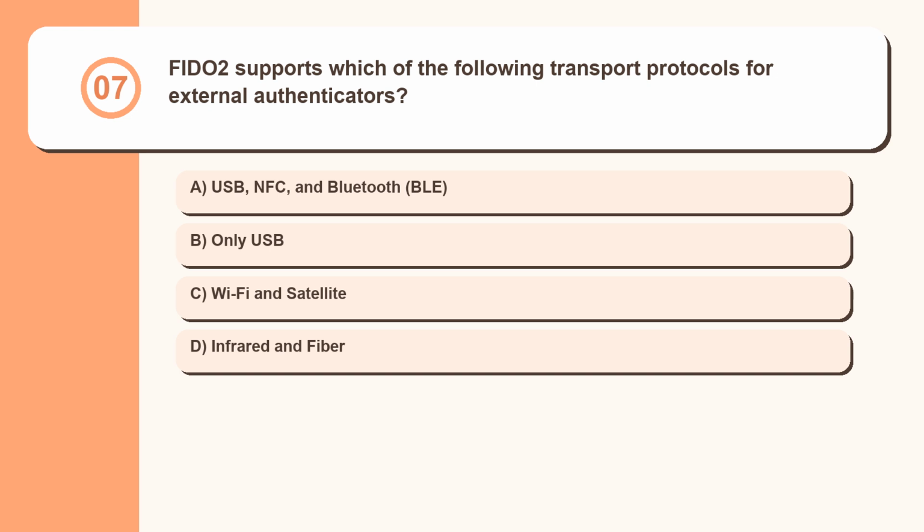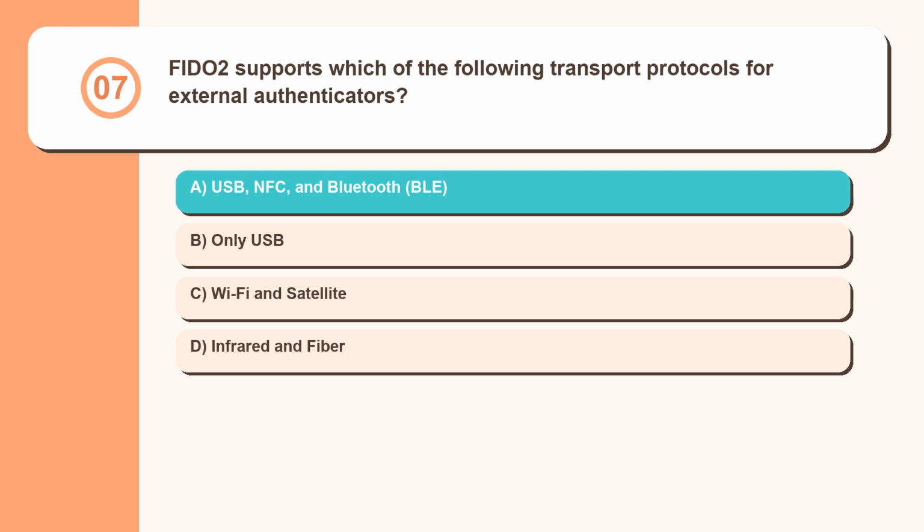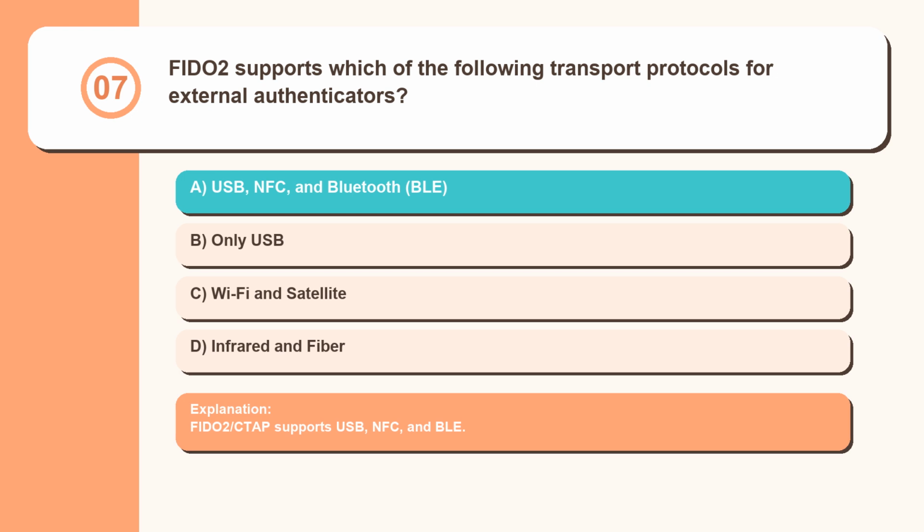Question 7. FIDO2 supports which of the following transport protocols for external authenticators? USB, NFC, and Bluetooth (BLE). Only USB. Wi-Fi and satellite. Infrared and fiber. FIDO2/CTAP supports USB, NFC, and BLE.